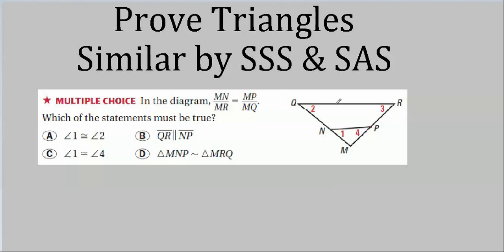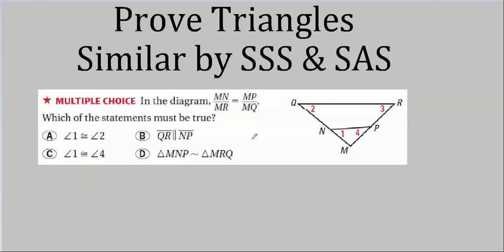What about QR and NP? Well, again, if we knew that these angles were equal, then we could use one of our converse theorems. Remember, if the lines are parallel, these two angles are equal. On the other hand, if these two angles are equal, these lines are parallel. But we don't know either one, so we can't say either one.